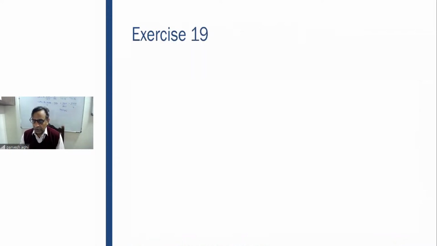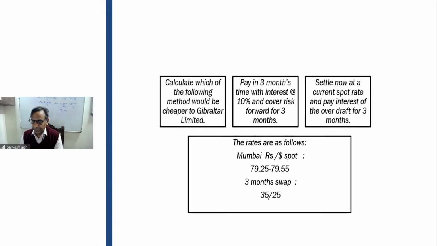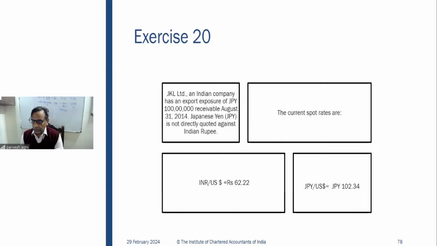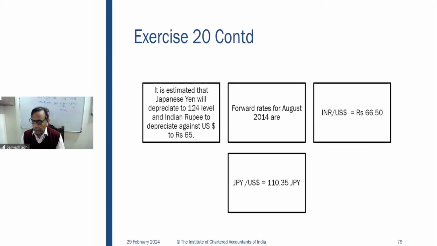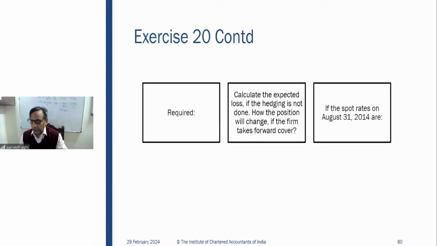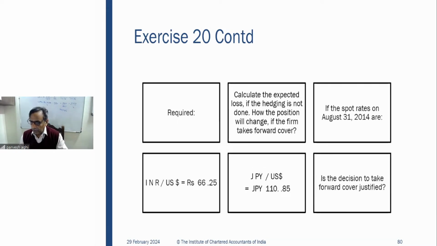So let's see whether we have solved all the points. This was the question. Here it is required to calculate the expected loss if hedging is not done. How the position will change if the firm takes a forward cover. So we have done it. If the spot rates are August, we have used it. Is the decision to take the forward cover justified? So the answer would be yes.